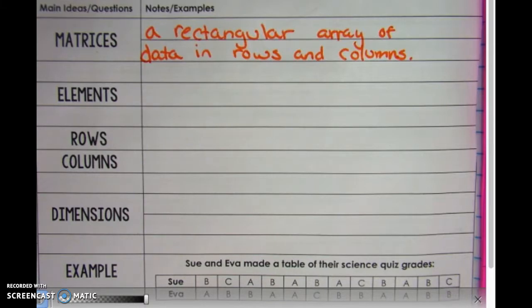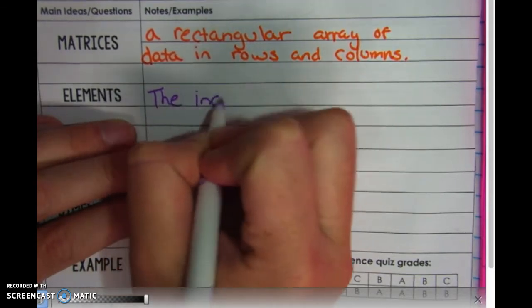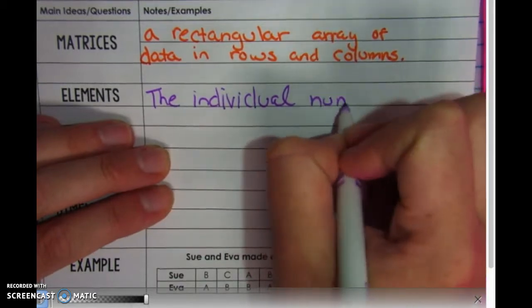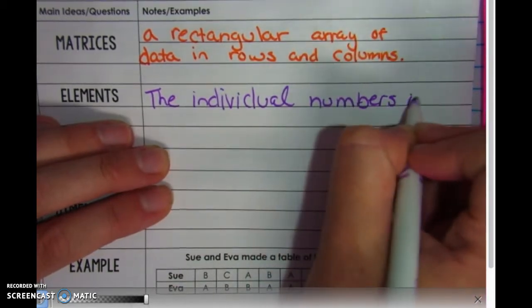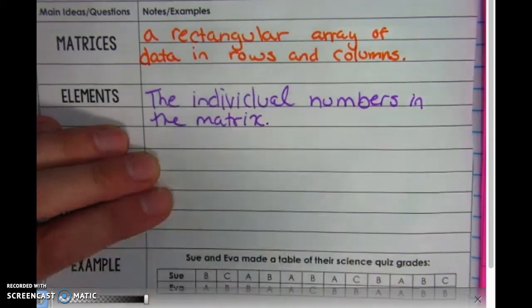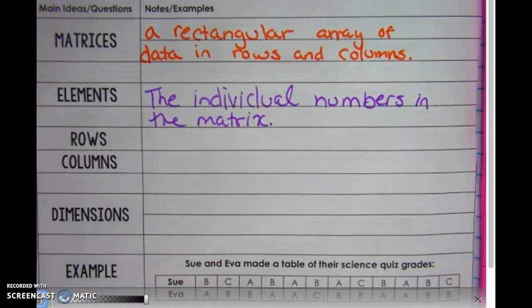So, matrices are made up of what we call elements, and elements are the individual numbers in the matrix. When we talk about matrices, we're going to define them by rows and columns.